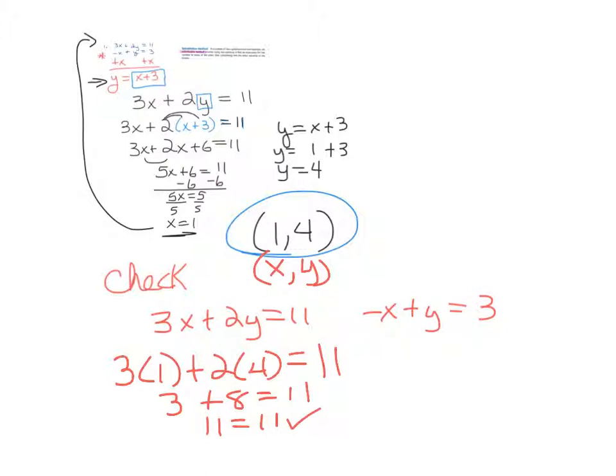It must check for both, so let me plug in this one. And again, once I plug that in, I do get 3 equals 3. So the ordered pair 1, 4 is the solution to this system. So if I were to graph these, the point where they would cross and make that x would be the ordered pair 1, 4. So this is the substitution method.